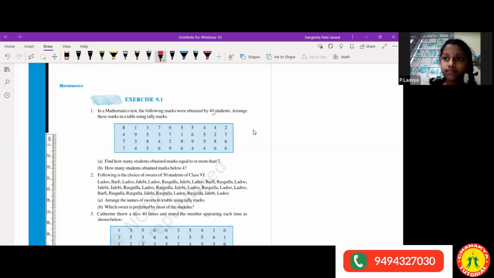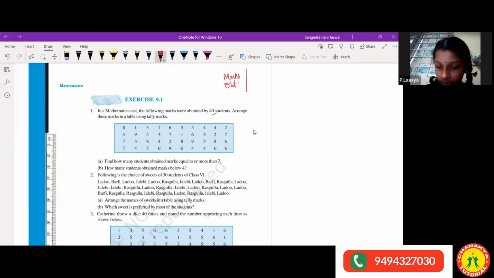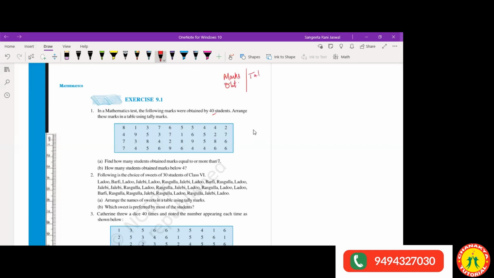Make the tabular form. First write marks obtained. Your first column will be marks obtained. Then your second column will be tally marks. Your third column will be number of students, that is how many children got that much marks.